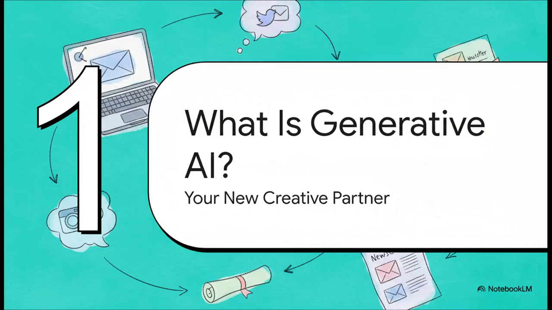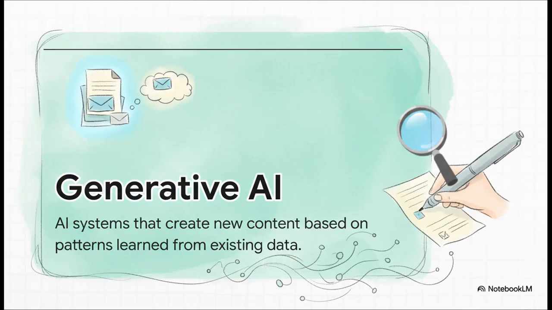So what is this thing, really? The best way to think about it isn't some complex, scary robot. Nope. Think of it more like your new creative partner, one that never needs a coffee break. At its core, generative AI is a system that's been trained on a massive amount of data. Think of it like it's read a huge portion of the internet. It learns all the patterns, the styles, the nuances, and then it uses that knowledge to create brand new original content. It's not just copying and pasting. It's genuinely creating something new.